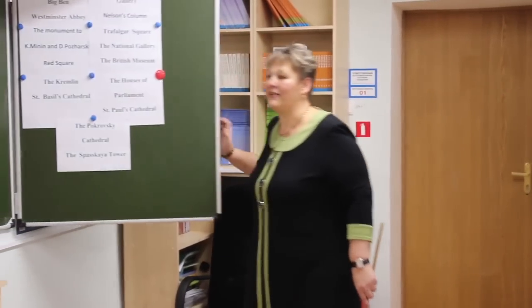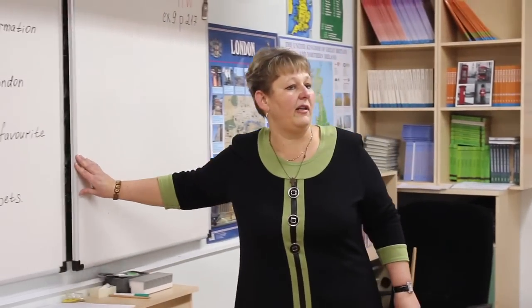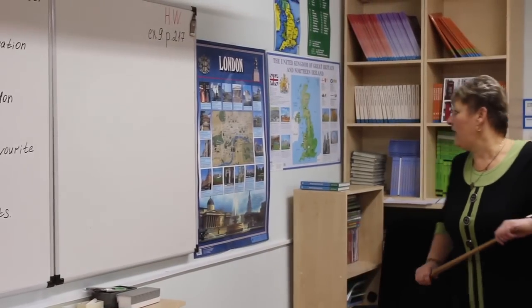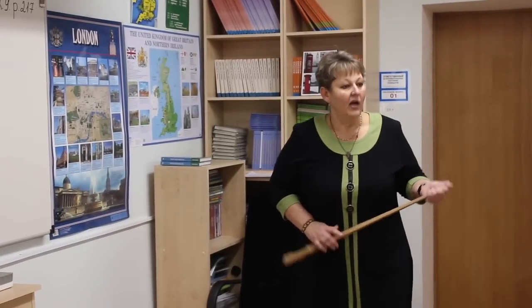The homework was to read and to translate the text about London. You know that London is one of the most beautiful cities in the world. London has three parts. What are they? Who can help me? There are three parts of London. Nastya? They are the West End, the East End, and the City.